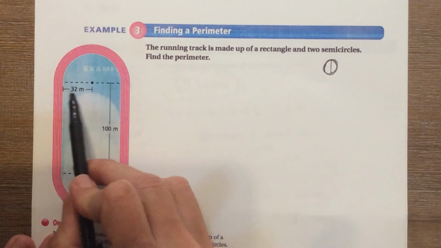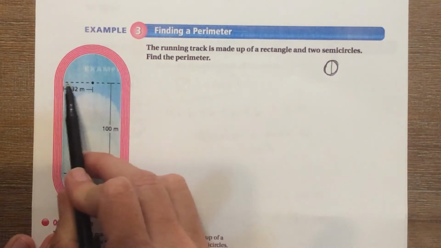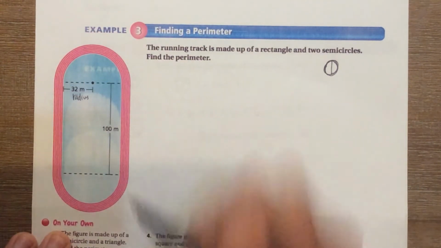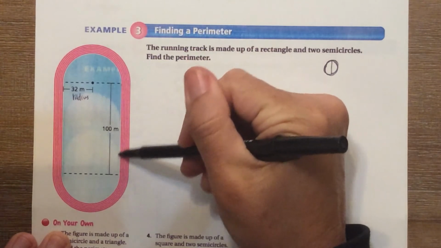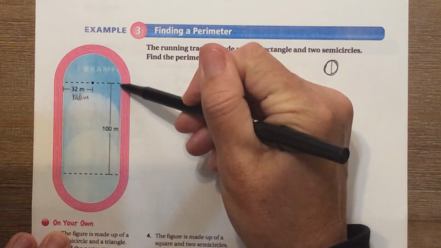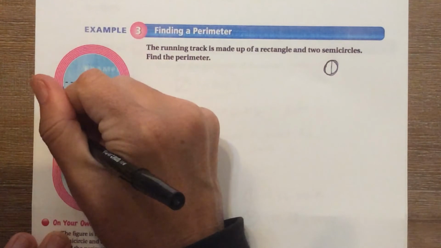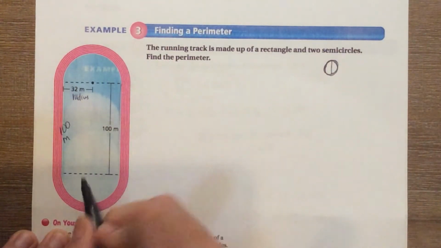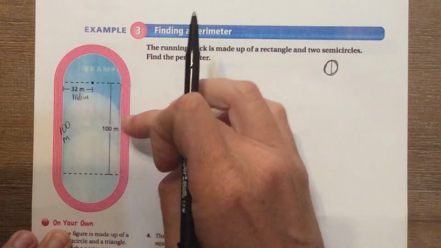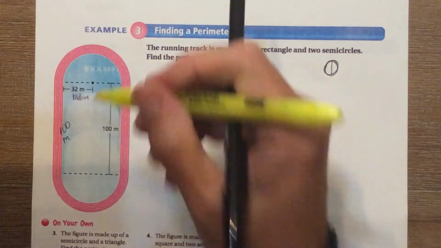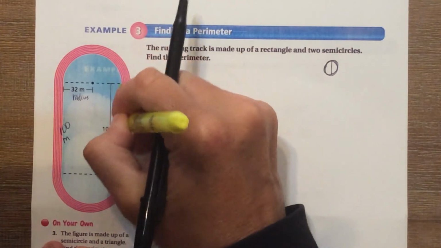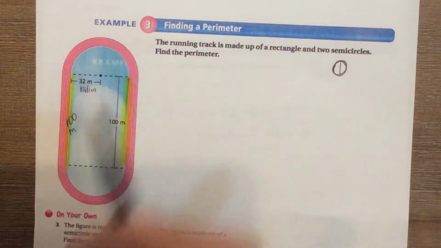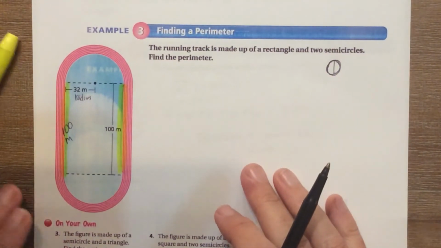You could see right here, this length here is the radius of your semicircle. And then this is the length of your rectangle. So this is 100, over here is also 100 meters. We know these sides here, so I already know this part and this part, but I need the rest of the running track.